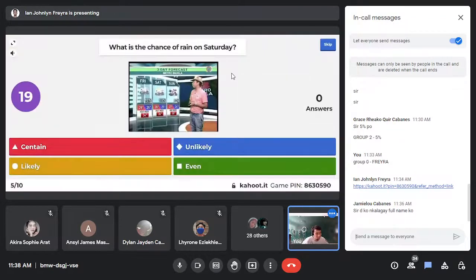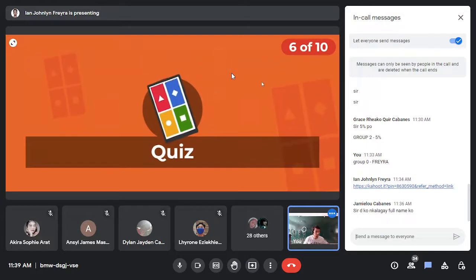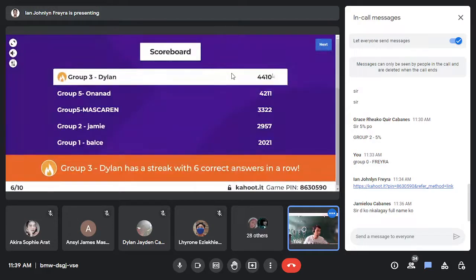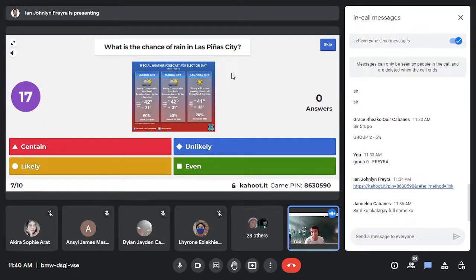Chance of rain on Saturday. Look at the picture. Saturday? Ano yung chance of raining? That's certain, 100%. Next, what is the chance of rain on Friday? That's likely. What is the chance of rain in Las Piñas? Asan ba si Las Piñas?